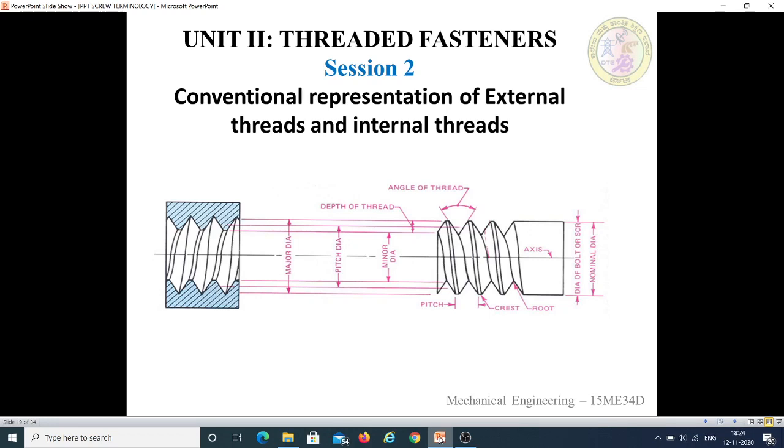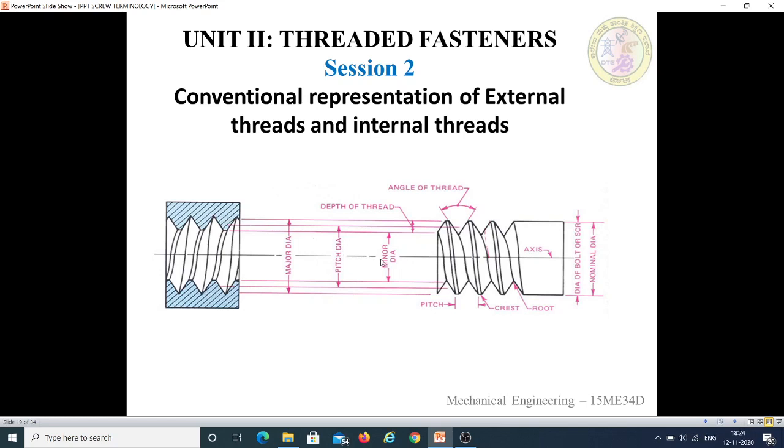This is the schematic representation of screw thread terminology. This we already discussed in the last session. Once again I will explain briefly. The first one is major diameter. This is the outside diameter of the screw thread touching the crest of an external thread or roots of an internal thread. Crest of an external thread from ear to ear, and roots of an internal thread from ear to ear.